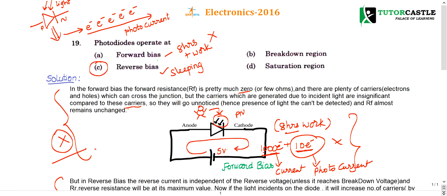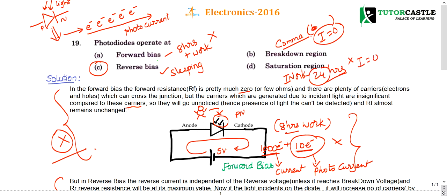Whereas in breakdown, they are in a coma. Even if I give lots of water, they cannot come out and the current is zero. They cannot eject out. Whereas in saturation, they are doing work for 24 hours. So if I give some extra work, they cannot work. In this case also, current is zero. So the right choice is option C, reverse bias.